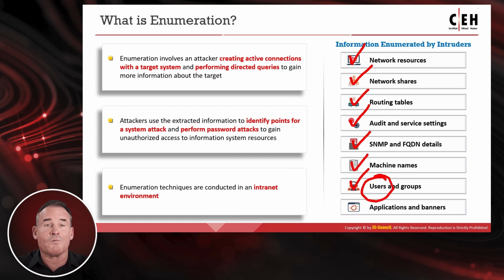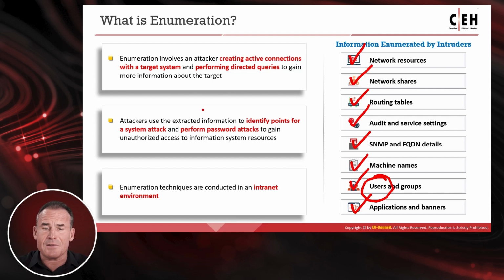Again, at this stage of the game, we're really interested in user accounts because they already have access, and applications and banners. So we have NetBIOS enumeration, LDAP enumeration, SMTP enumeration, RPC enumeration, NFS enumeration, SMB enumeration, et cetera, et cetera, et cetera. Now, the definition defines enumeration as creating an active connection with the target system and performing directed queries to gain more information about a target. So at this stage, you're actually establishing a connection to the system, to a degree, where we weren't necessarily doing that in the scanning module.